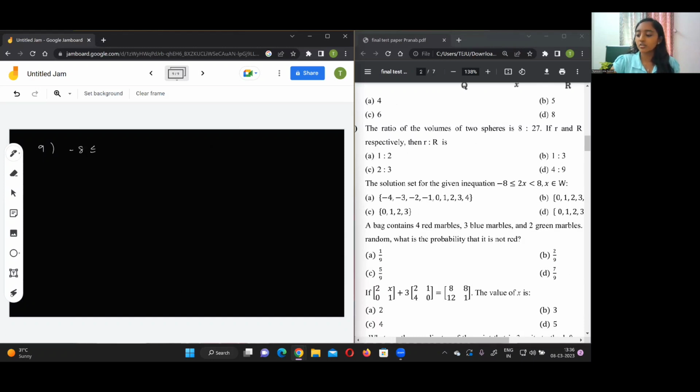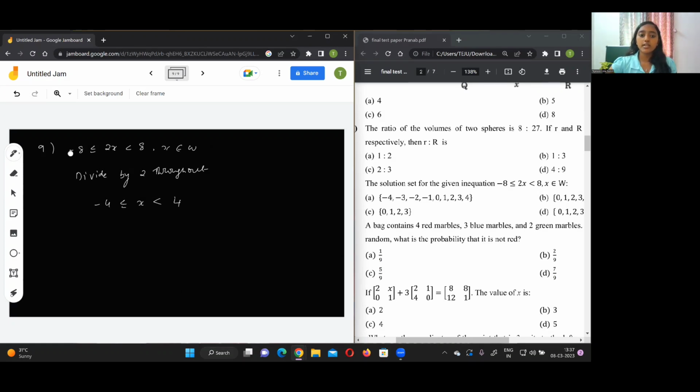-8 is less than or equal to 2x is less than 8, where x belongs to W, is the next question. Since 2x is given, we need it in the form of x. So we divide by 2 throughout. So you get -4 is less than or equal to x is less than 4.